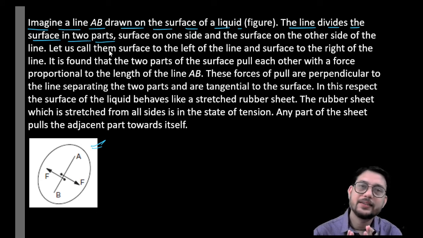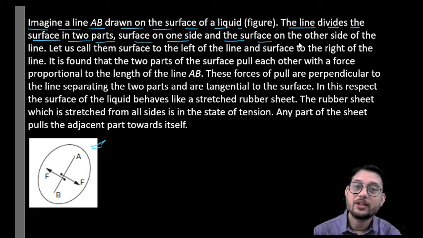So the surface is divided into two parts. We can say that the two parts are symmetrical to each other when we draw an imaginary line on the surface. The surface on one side and the surface on the other side of the line must be uniform. So we can simply say that we have divided the surface of the fluid into two equal parts. Let us call them the surface to the left of the line and the surface to the right of the line.